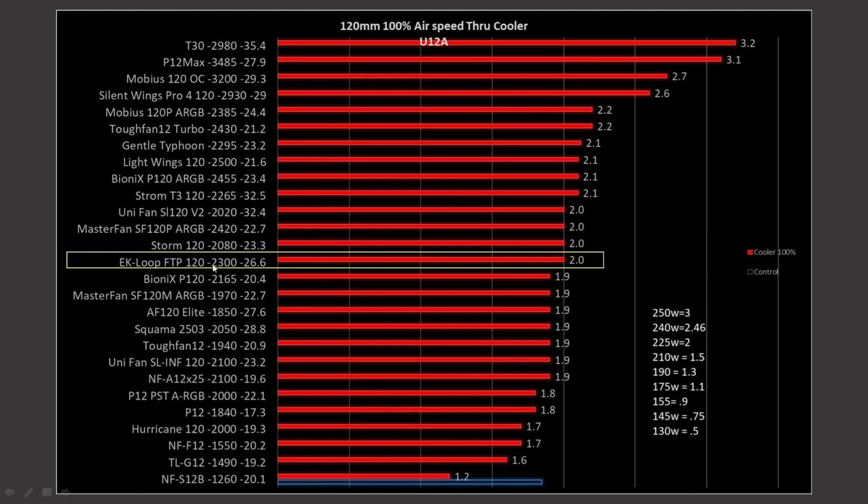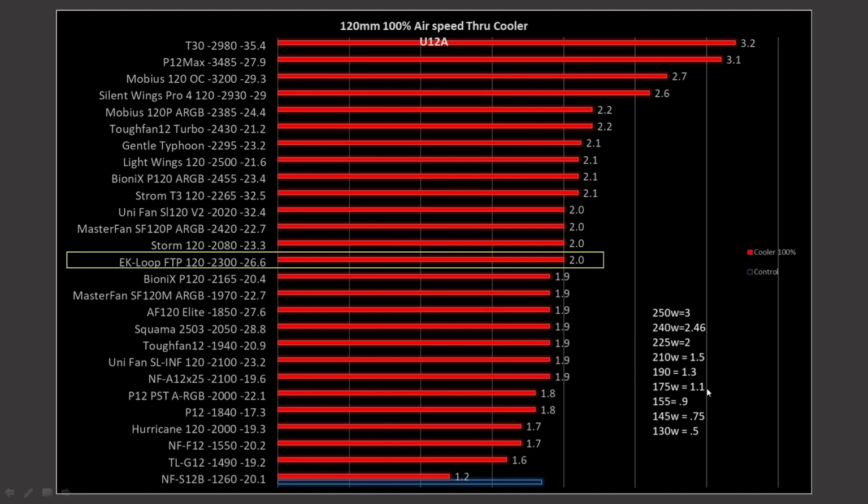We have the fan name, the RPM it was running, and the noise level. So I want to find the A12X25 on this graph. Oh, here's the A12X25 sitting functionally a little bit below, so it's only 0.1 meters per second under.